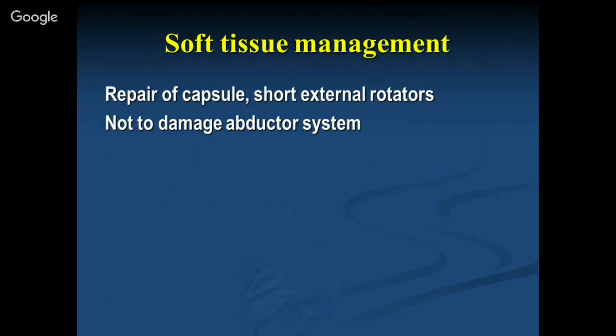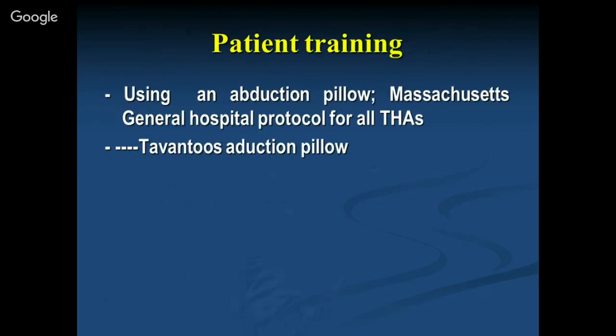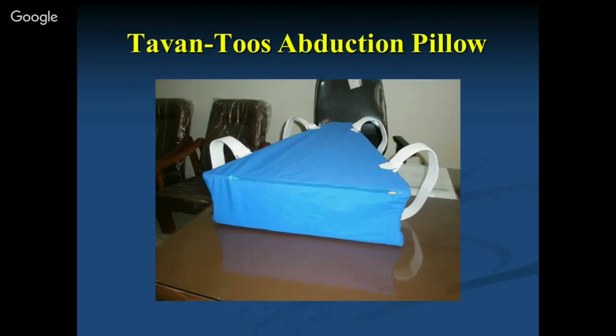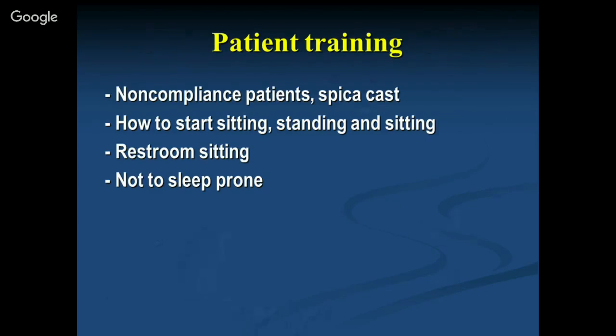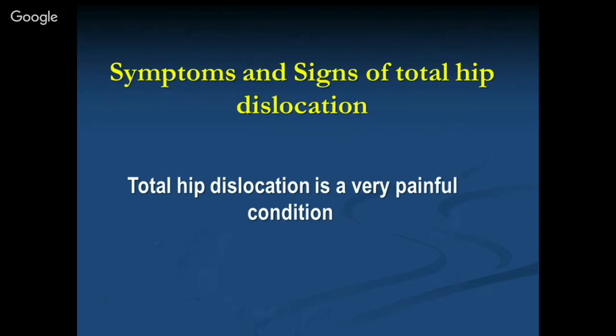Then for soft tissue management, we have to repair the capsule and the short external rotators, and not damage the abductor system. For patient training, we use an abduction pillow. This is an abduction pillow. For a non-compliant patient, we have to use a spica cast, and we have to rehabilitate the patient on how to start sitting, standing from sitting, and not to sleep in the prone position.